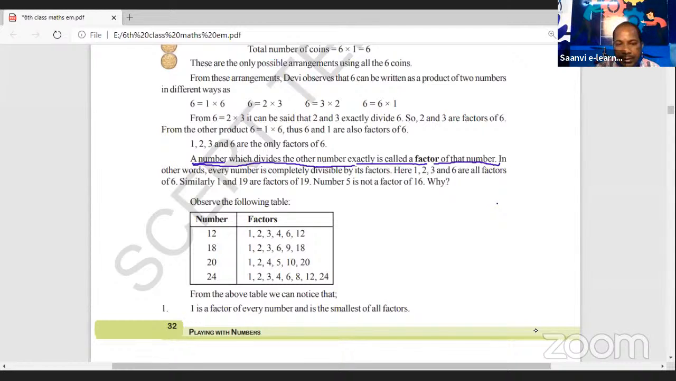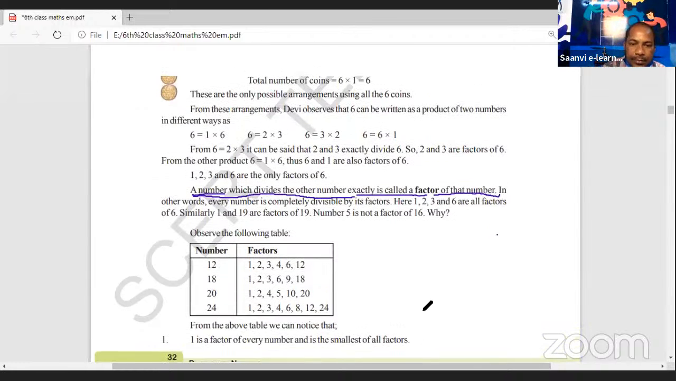If we take 6, 6 4s are 24. If we take 8, 8 3s are 24. If we take 12, 12 2s are 24. If we take 24, 24 1s are 24. So like this, for every number, factors will come. Here some observations are given, so all of you see carefully.